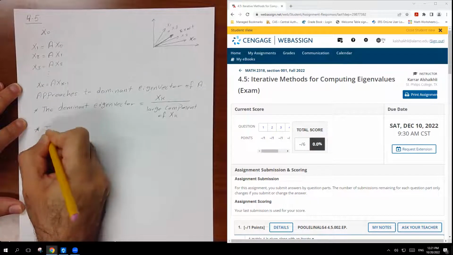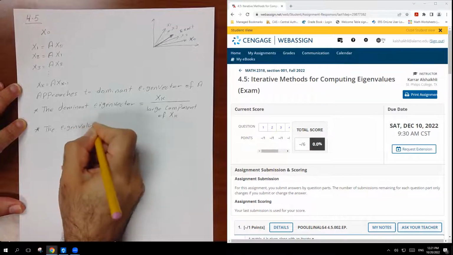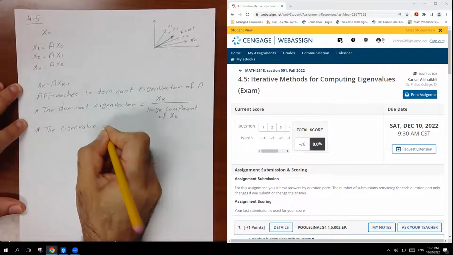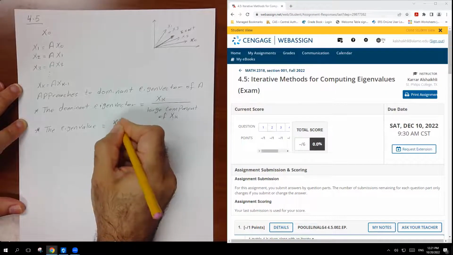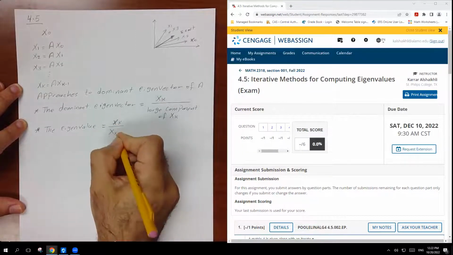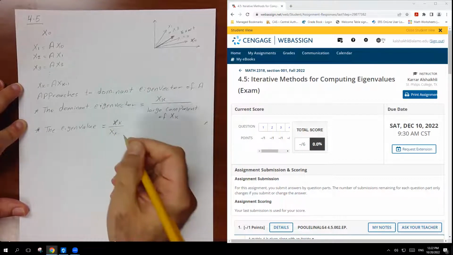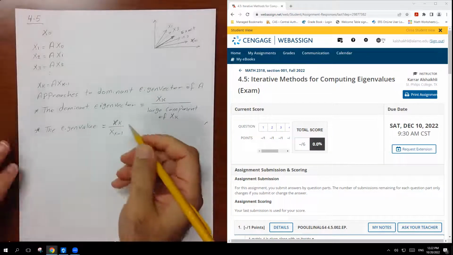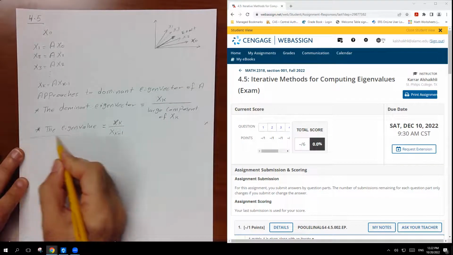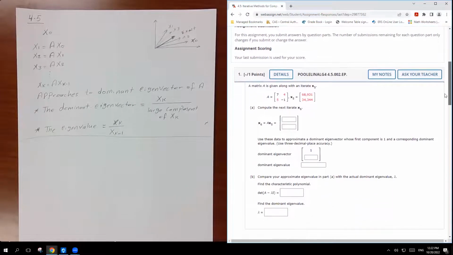Now, how to find the eigenvalue: you're going to divide xk, the dominant eigenvector, by the previous vector. And we're going to check this when we do the first example to find the eigenvalue. We're going to do all of this by doing the first example and check how we use this iterative method.